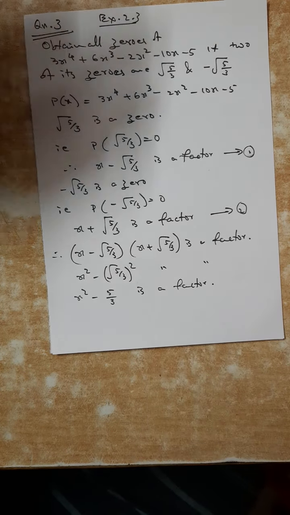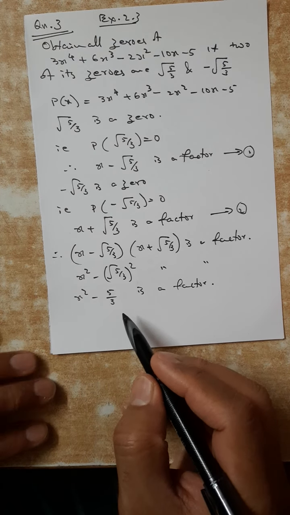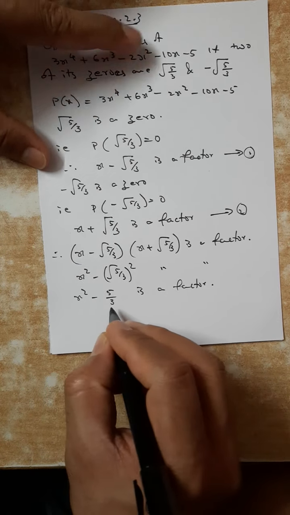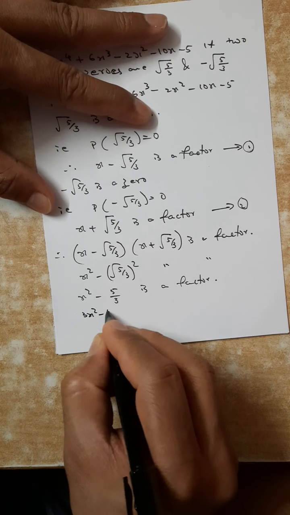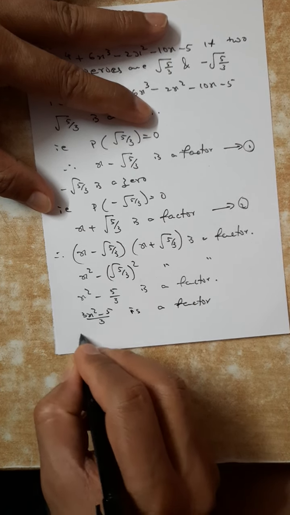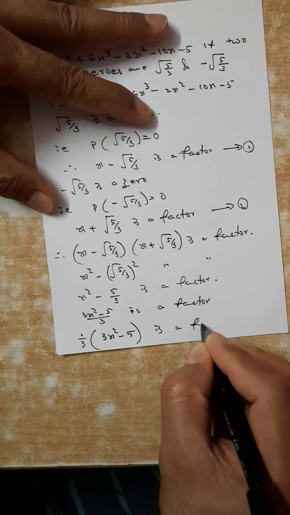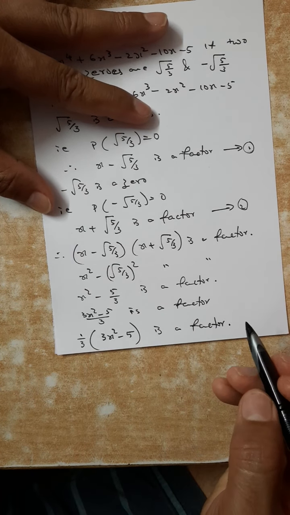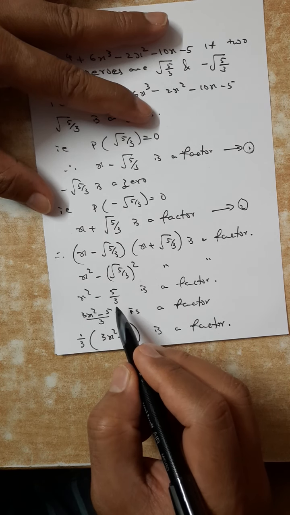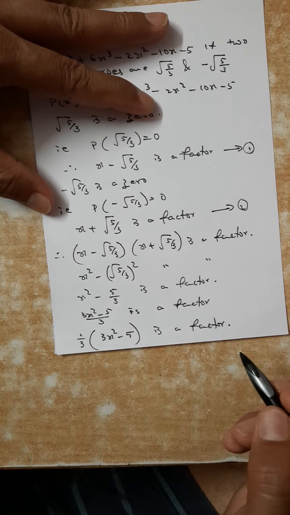We can modify. Instead of dividing with this, which means a fraction 5 by 3 is here, if we want, we can avoid this 5 by 3 fraction. For that, what we can do? LCM: 3x square minus 5 by 3 is a factor, we can say. Or we can say 1 by 3 outside, 3x square minus 5 is a factor. There is no mistake in dividing p of x with this one. Perfectly alright. But at the same time, if we want, we can keep 1 by 3 outside. So it will become 3x square minus 5.